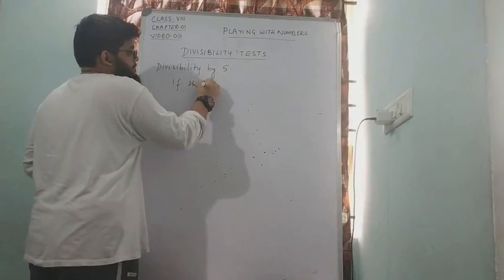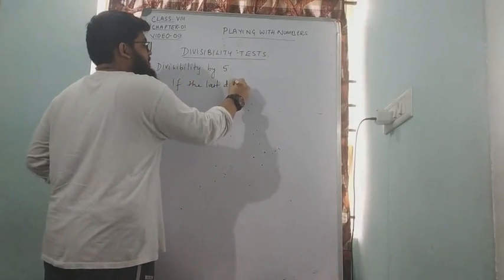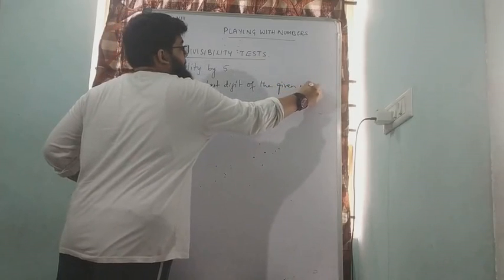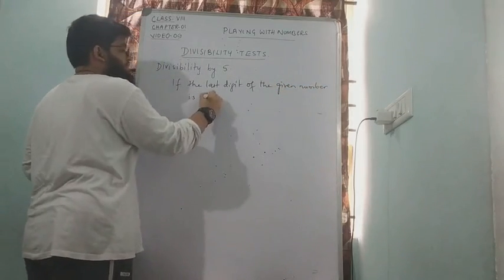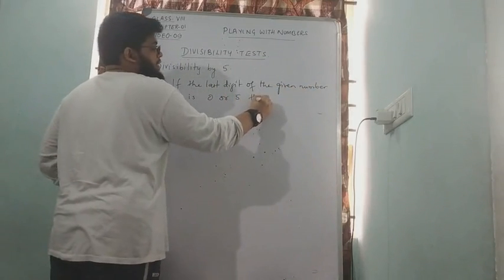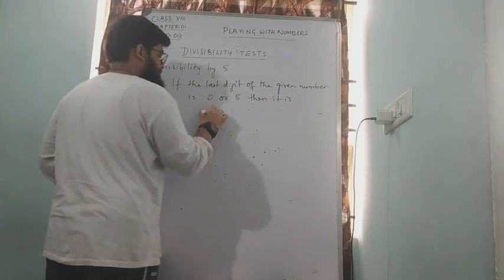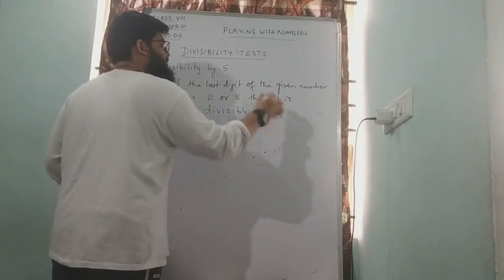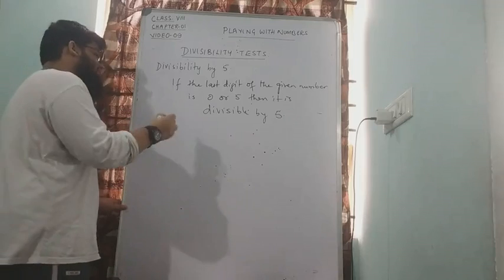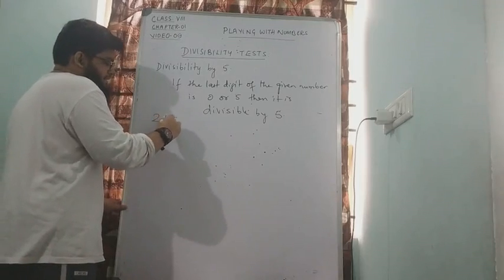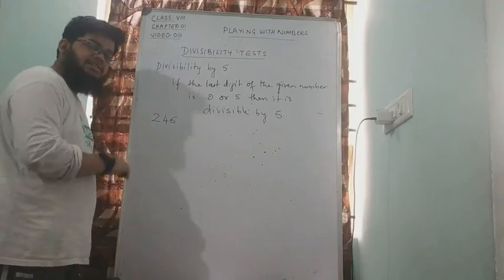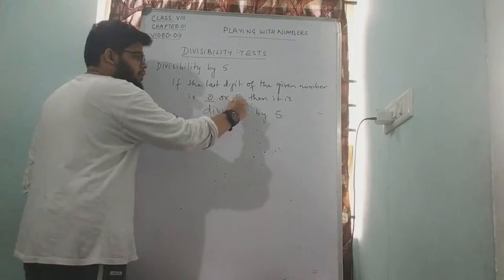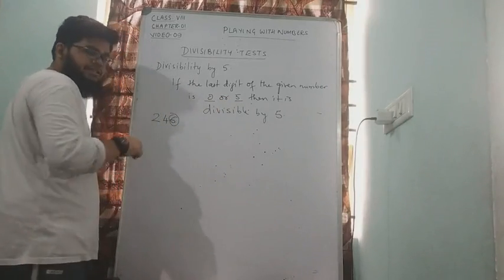If the last digit of the given number is 0 or 5, then it is divisible by 5. What does it mean? I'll take an example. 246. What is the last digit of this number? 6. So if the last digit is 0 or 5, that means this number will be divisible by 5.